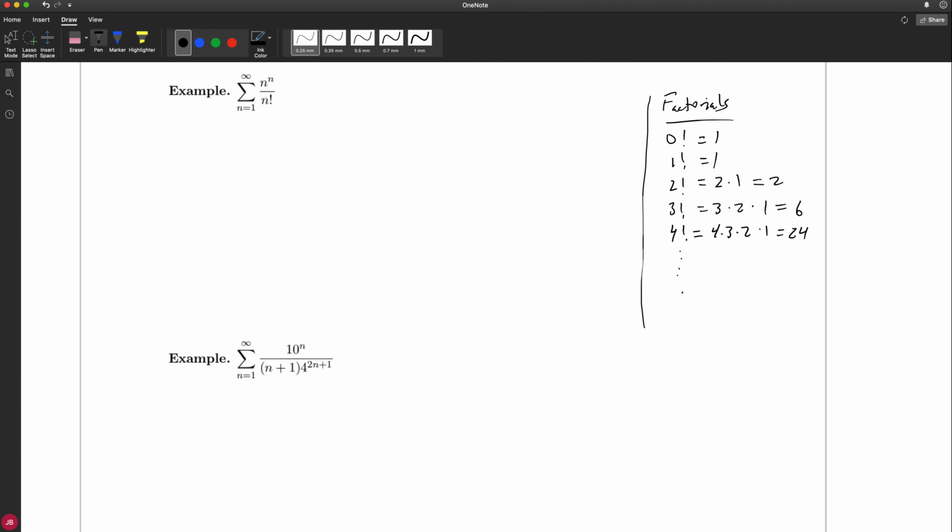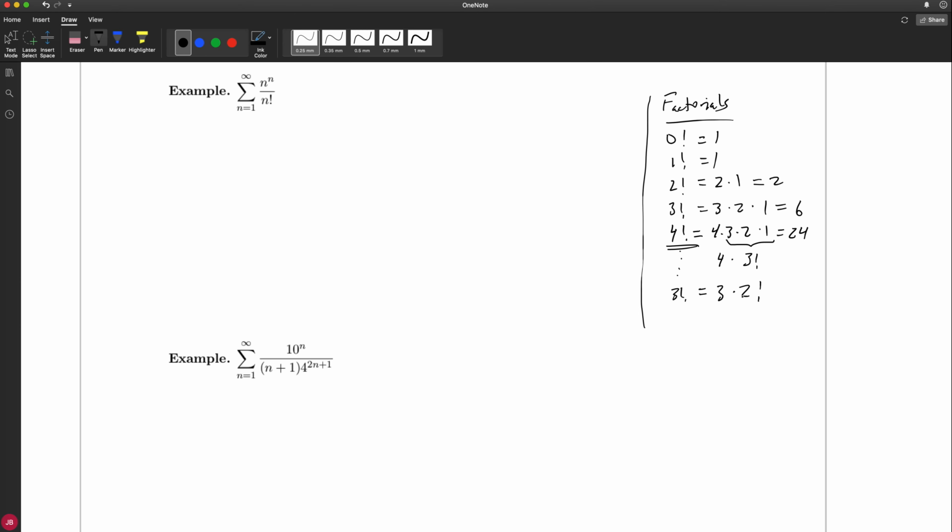Now here's the key observation. 4 factorial is 4 times this expression here. But look just up above. What is 3 times 2 times 1? That's 3 factorial, right? So 4 factorial is actually 4 times 3 factorial. Similarly, 3 factorial is 3 times, well, look, 2 factorial, right?